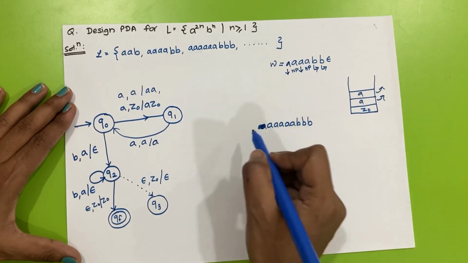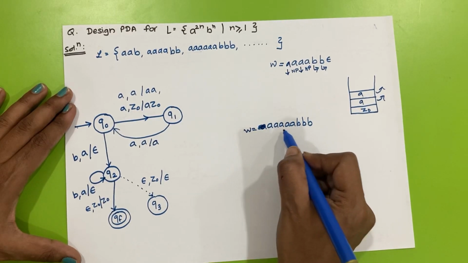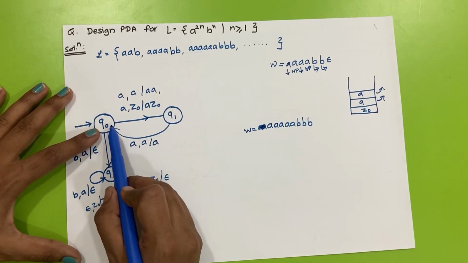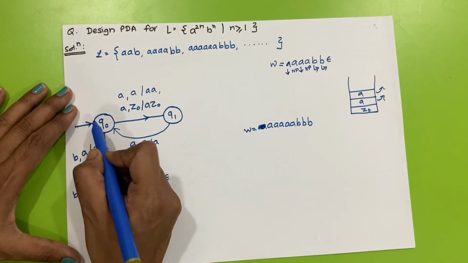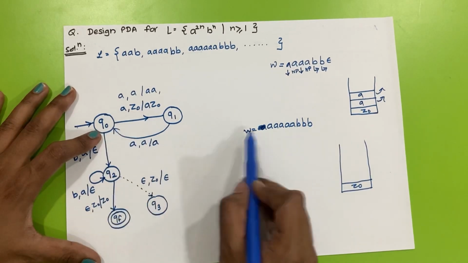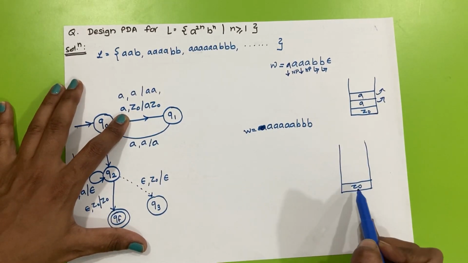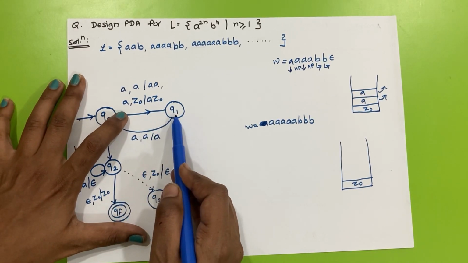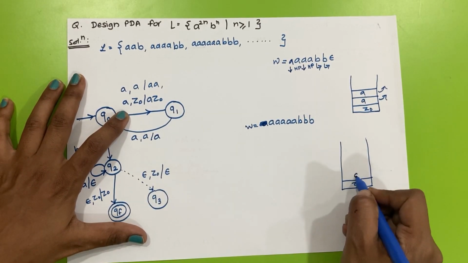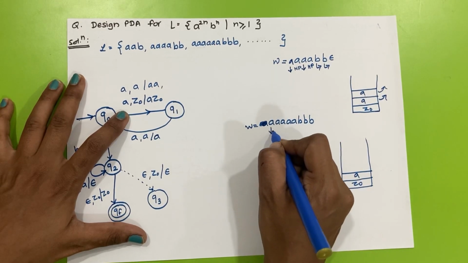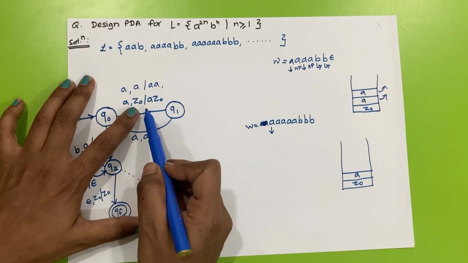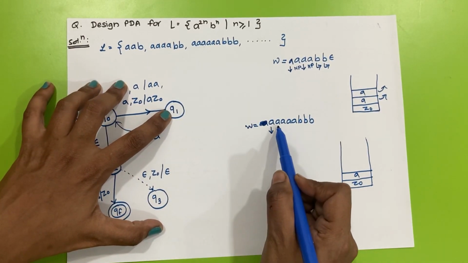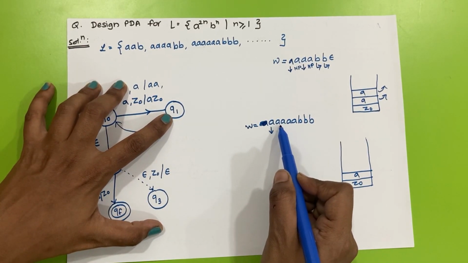Let's consider w equal to this string, 5 times a and 3 times b. For the first a we are at state q0. We are reading input symbol a and the top of stack is z0, so we will push this a onto the stack. Now we are at state q1 and reading the next input symbol, that is a.